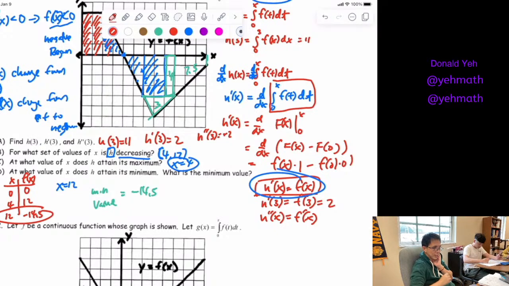So this is how you justify using a table, just like before. Before, when we wanted to find out the minimum value, this is the minimum value. This is something I did not include last time. So this is how you justify a minimum value, because it can occur at endpoints or critical points.